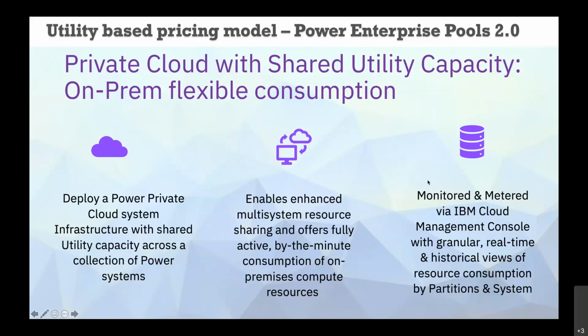The way Enterprise Pools 2 works is you buy a specific base capacity for each system and then start loading your systems with partitions. As long as your usage is within the cumulative base capacity of the pool, there are no additional charges. But once the utilization across the systems in the pool goes beyond that base capacity, you get charged by the minute, only for the period where it goes above the base capacity. I'll show you some examples when we get into the details of Enterprise Pools 2.0.